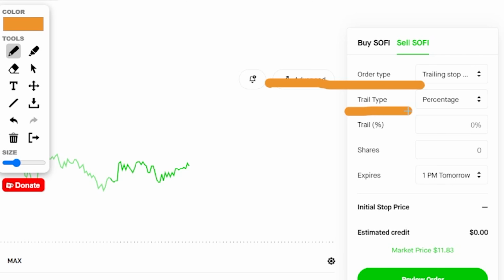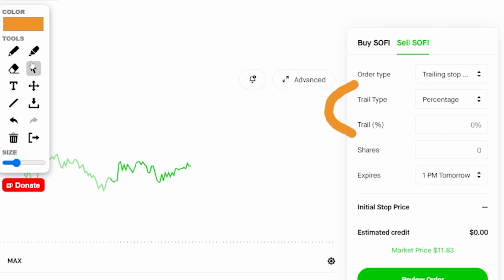Now, something important to note is, like a regular stop loss, once triggered, it becomes a market order. So the execution price might actually vary. So let's go ahead and give you an example for this. Now in this one, you can see there are two new sections here. There are the trail type and the trail. It says percentage, but you can go ahead and toggle this between percentage and amount, and this will also change it by dollar amount.